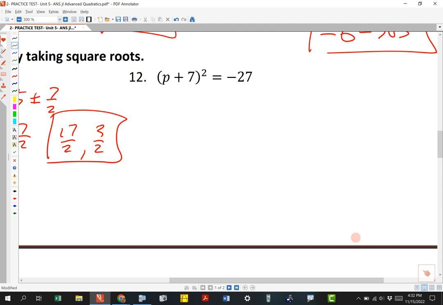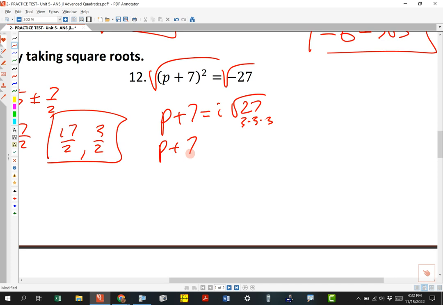This turns out to be kind of interesting. It's already isolated and all that sort of stuff. So we're just going to take the square root of both sides. This is going to be p plus 7. I'm going to immediately acknowledge the fact that I've got a square root of a negative. So I've got to simplify the square root of 27. That's going to be a 3 and a 3 and a 3. So I've got p plus 7 equals, I'm going to take out a pair of 3s. So this is going to be 3i radical 3.